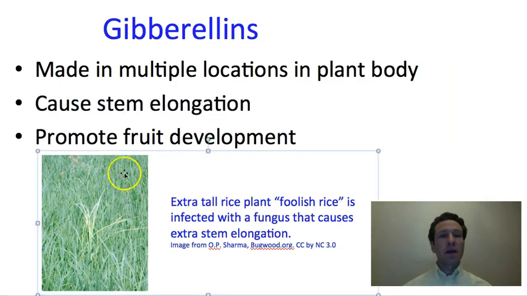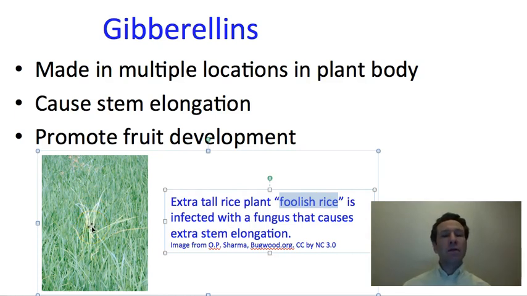What we can see here is a field of rice, or probably a rice paddy. And most of the rice is fairly short, but up here in the midground we see this one extra tall rice plant. This is called foolish rice. And it's called that because, I guess it looks a little bit silly, but these rice plants also do not make seeds, and so from the perspective of the farmer, this is not a good idea. Also, if the plant doesn't make seeds, it's not reproducing, so it's not great for the plant itself.